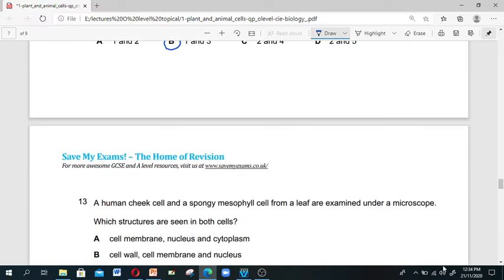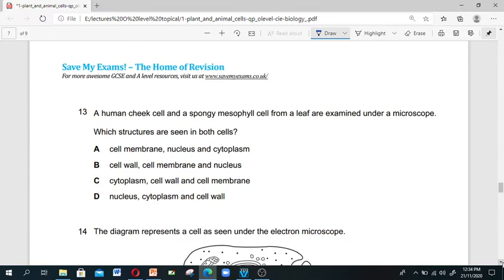MCQ number 13. A human cheek cell and a spongy mesophyll cell from a leaf are examined under a microscope. Which structures are seen in both cells? Cell membrane, nucleus and cytoplasm. Yes, cell membrane in both cells, nucleus and cytoplasm in both cells. So option A is the right option.